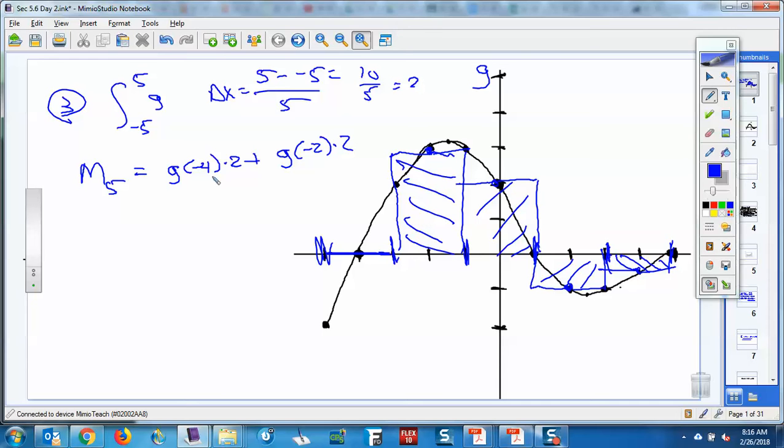So let's start with 4 rectangles, because we can have that. And you know what delta x is, and you know the width. So let's do 4 rectangles. So what do I do first? I find the width. Delta x can go by 2.